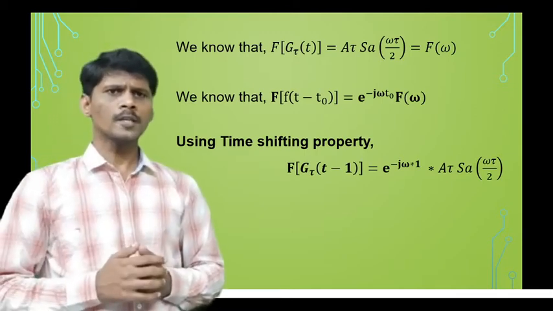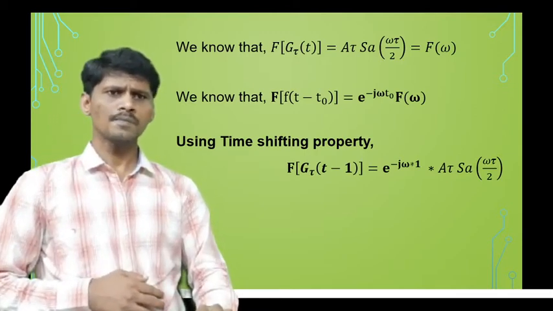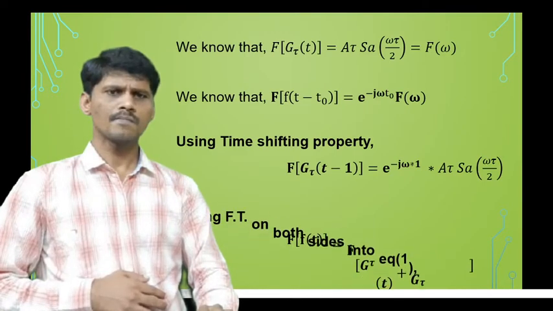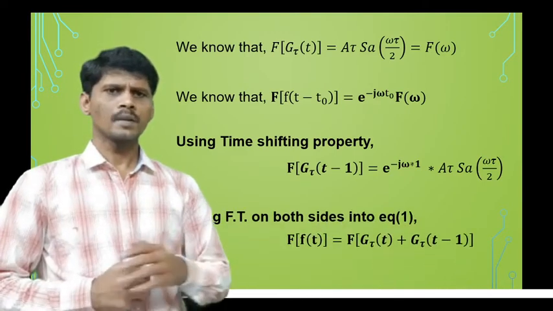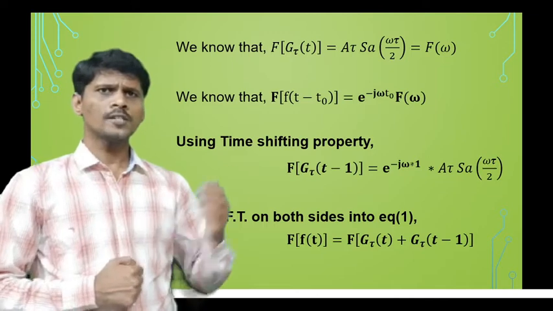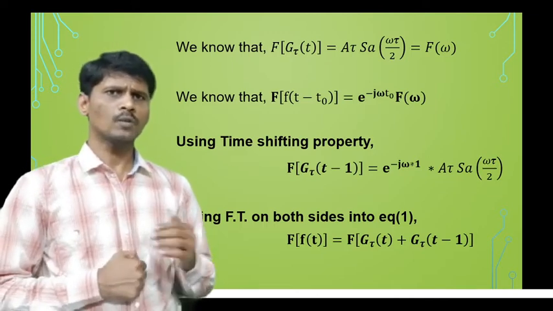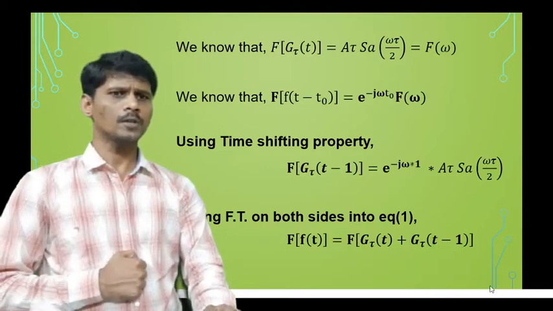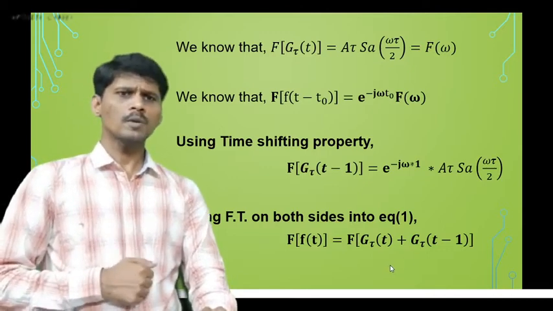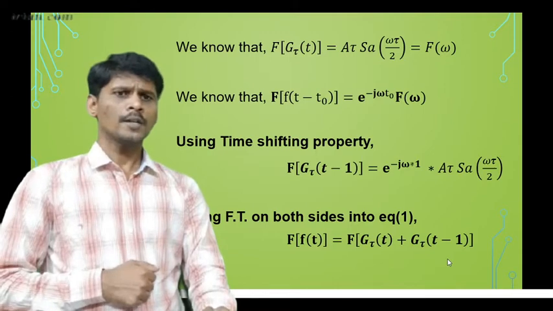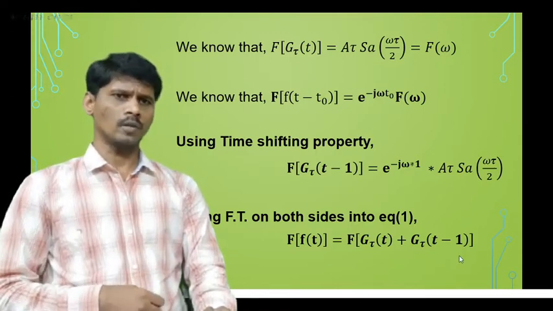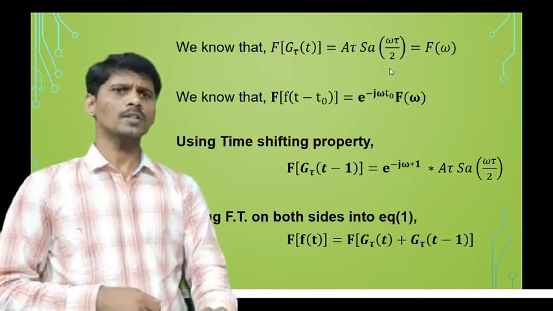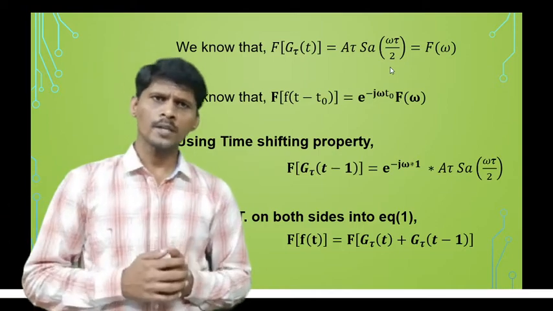What is the Fourier transform of the LHS term? F of t. And what is the RHS term? g tau of t plus g tau of t minus 1. On the RHS, applying the Fourier transform to each term: the Fourier transform of g tau of t plus the Fourier transform of g tau of t minus 1. What is the Fourier transform of the gate function? A tau sinc of omega tau by 2.